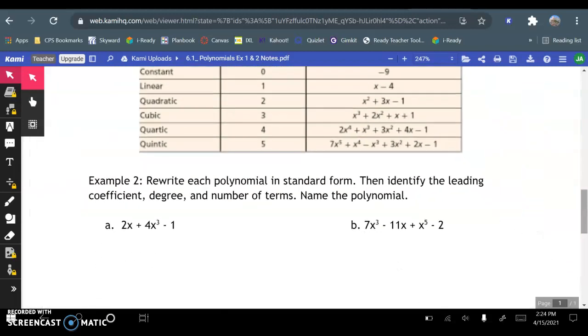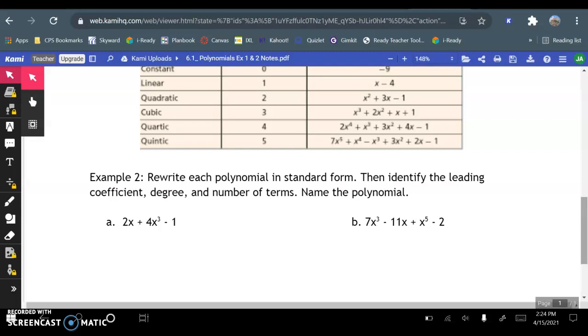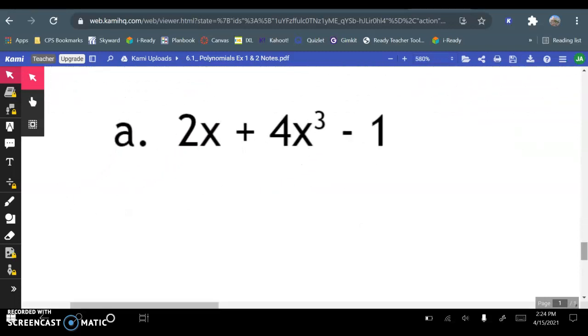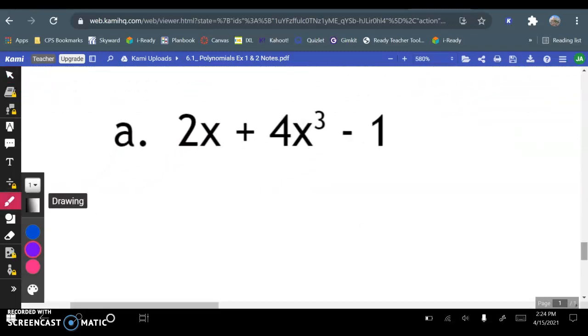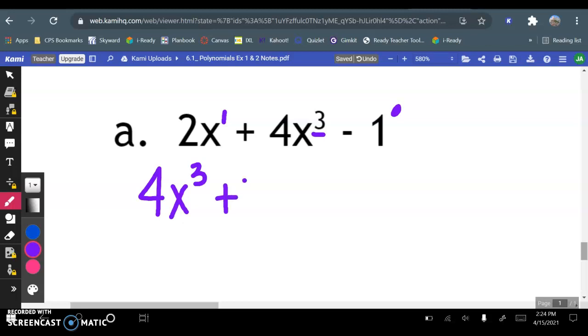So I'll do an example here. It says rewrite each polynomial in standard form, then identify the leading coefficient, degree, and number of terms, and then name the polynomial. Standard form simply means to rewrite it highest degree to lowest degree. So we have 3, we have 1, and we have 0. So 3 goes first. It's a positive 4x to the 3rd. Next is the 1. It's a positive 2x. And then the 0 is negative 1.